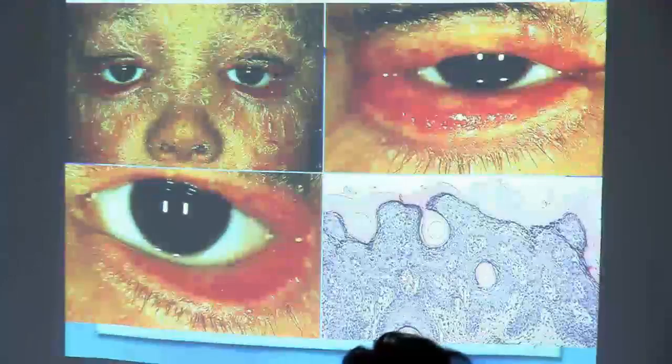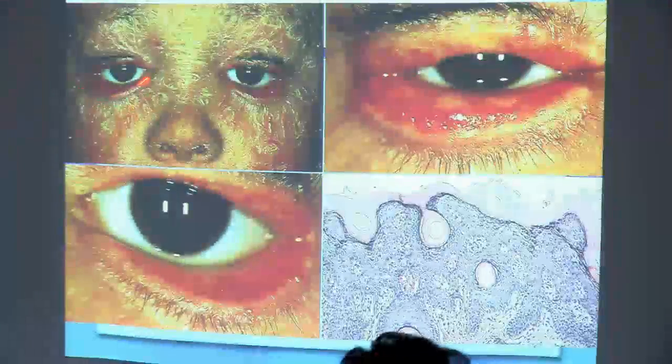So when you've got something like this, as you can see, the lids are ectropic because they're being pulled down by the skin condition. The whole surface is ulcerated. So that's going to have a definite effect on the corneal surface as well.